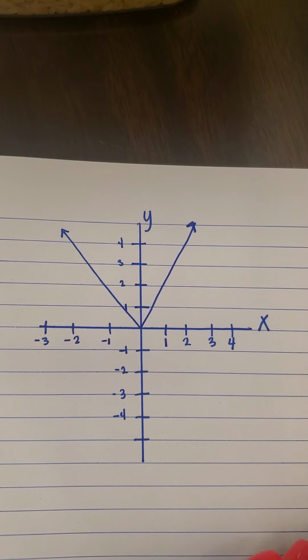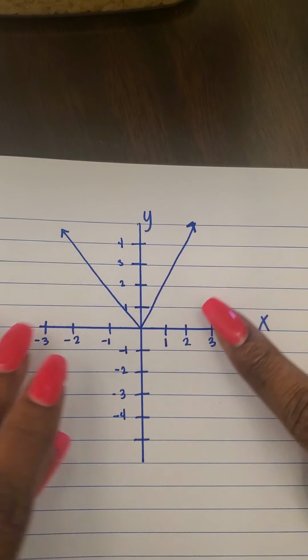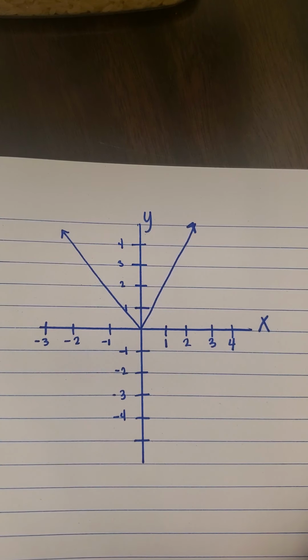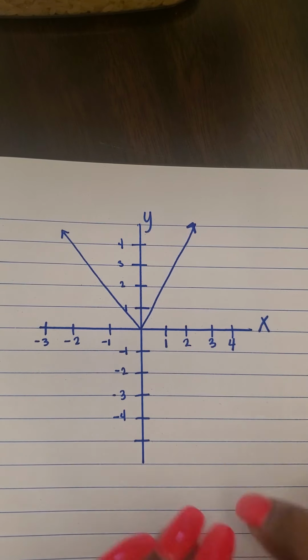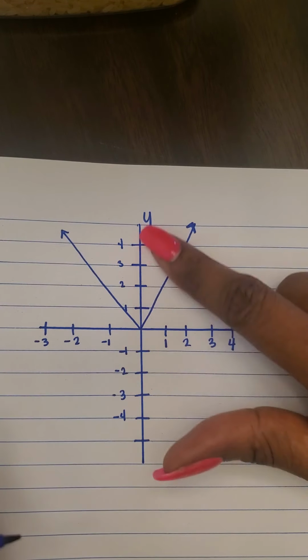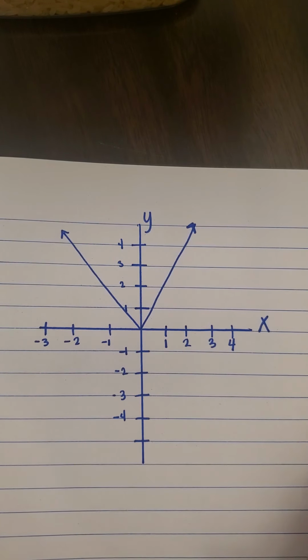This time I'm going to show you how to find the domain and range of an absolute value function. So let's quickly define domain and range. Domain is all of the x values of a function. Range are all of the y values of a function. So let's go ahead and begin.